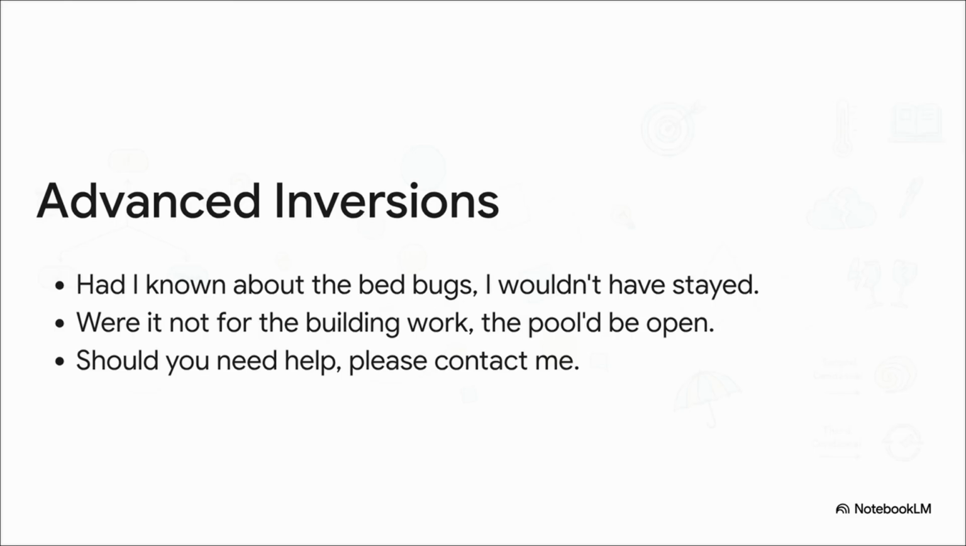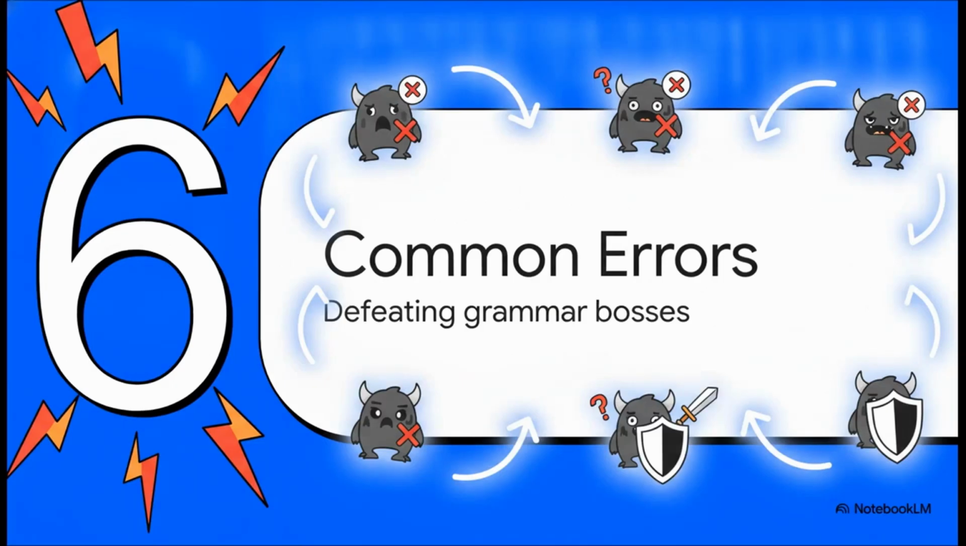So instead of saying, if I had known, you say, had I known about the bed bugs, I wouldn't have stayed. Instead of if it were not, you say, were it not for the building work, the pool would be open. And instead of if you should need help, you just say, should you need help, please contact me. Reversing the subject and the auxiliary verb like this instantly makes your English sound incredibly professional, formal, and, honestly, kind of poetic.